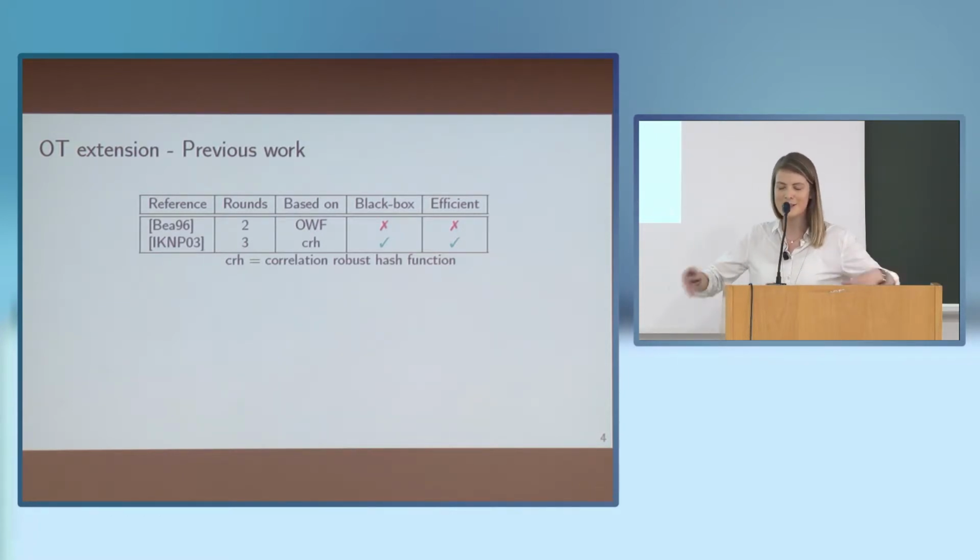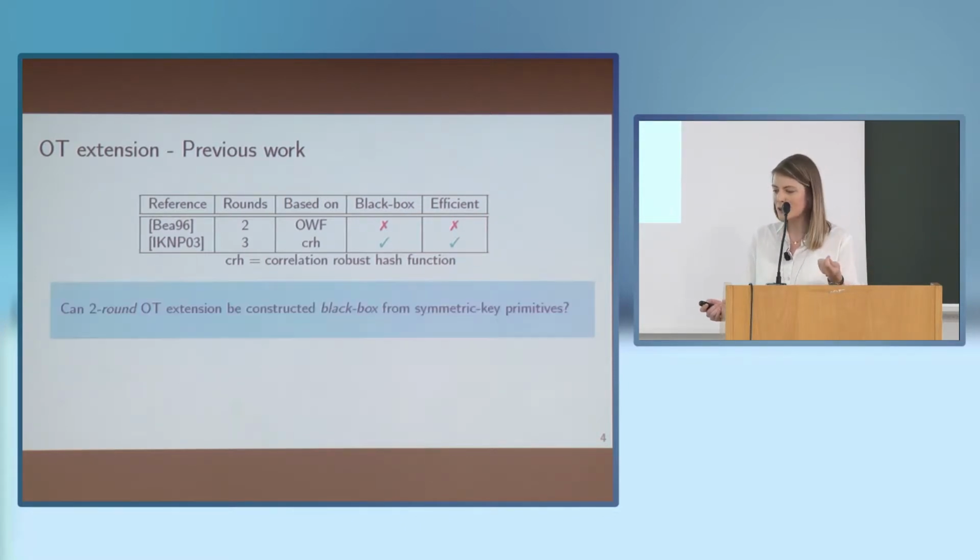We have to garble the PRG and we have to send it over. And IKNP, on the other hand, is very efficient. And of course, we would like to have both. We would like to have two rounds and efficient. And a way to ask this question is, can two-round OT extension be constructed black box from symmetric key primitives?